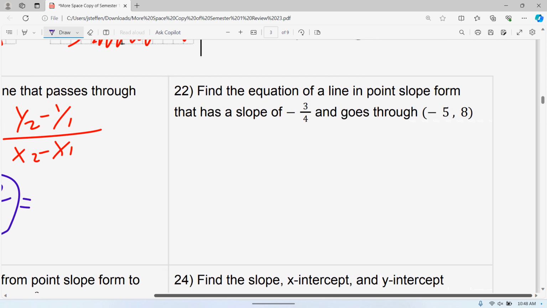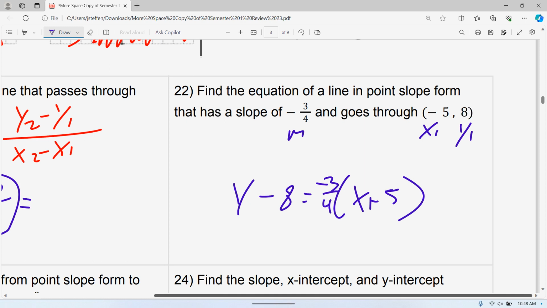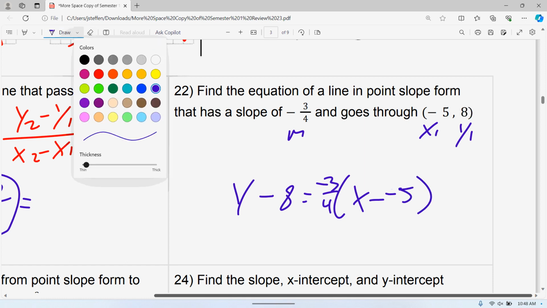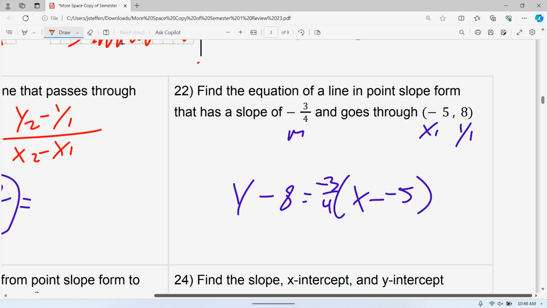Find the equation of the line in point slope form that has a slope of -3 over 4. So point slope form, this is your m, this is your x1 and y1. So it's y minus y1, which is 8, is equal to -3 over 4 times x minus -5. Last thing, go through, and again, it's multiple choice, so maybe you don't have to rewrite it, but that has got to be a plus. So y minus 8 is equal to -3 over 4, x plus 5.